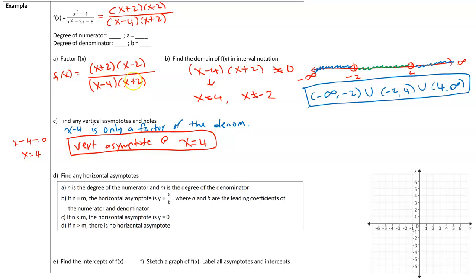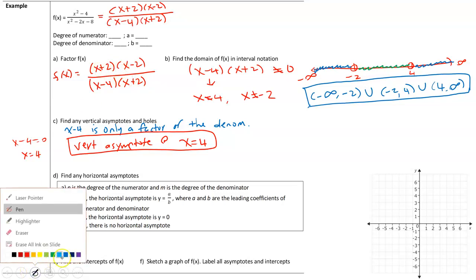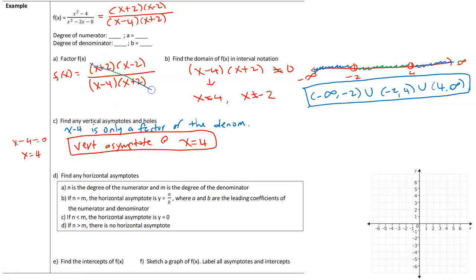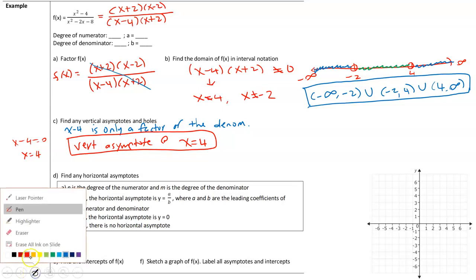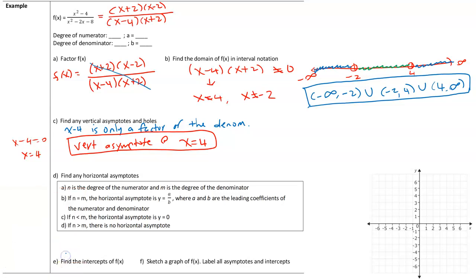Well, let's take a look at x plus 2. x plus 2 is a factor of both the numerator and denominator. In other words, if I were to simplify this, the x plus 2 and x plus 2 will reduce. They will divide to be 1. So when you have a factor that's a factor of the denominator and the numerator, that means you are going to get a hole at that point. Okay, so x plus 2 is a factor of both the numerator and denominator.